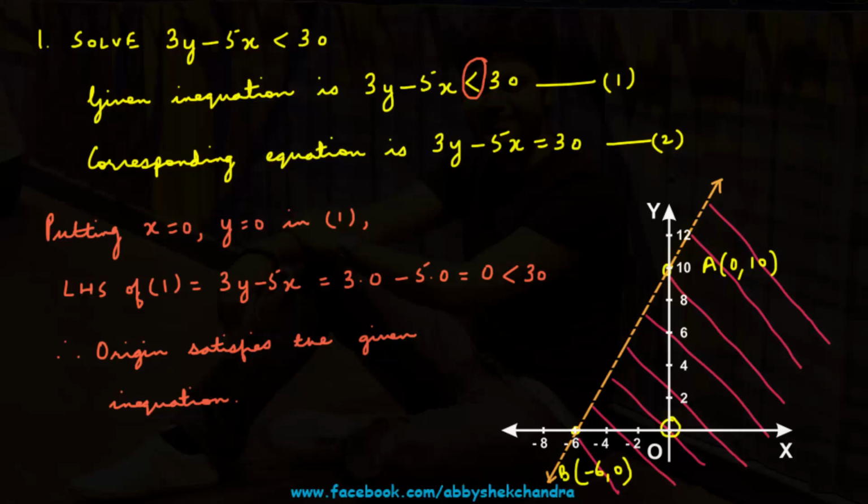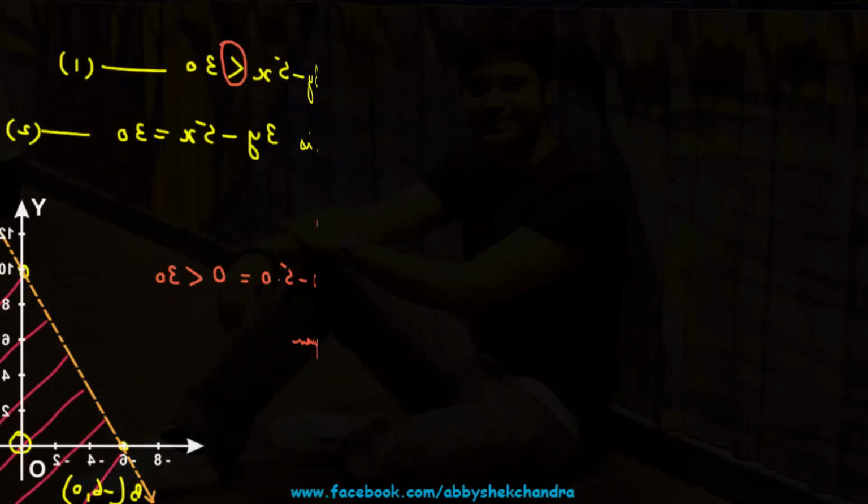In an LPP, there is an additional constraint according to which the variables have to be greater than equal to 0. So in that case, we would only shade the region which has values of both the variables as greater than equal to 0, and that shaded region would be called the feasible region.